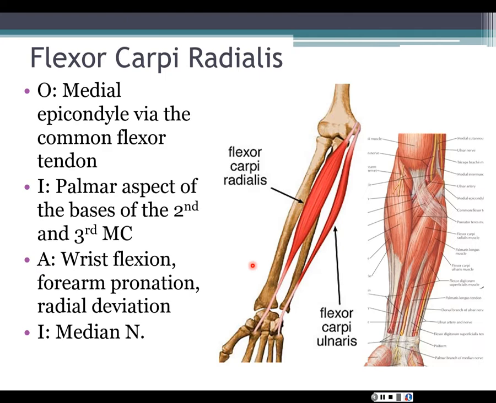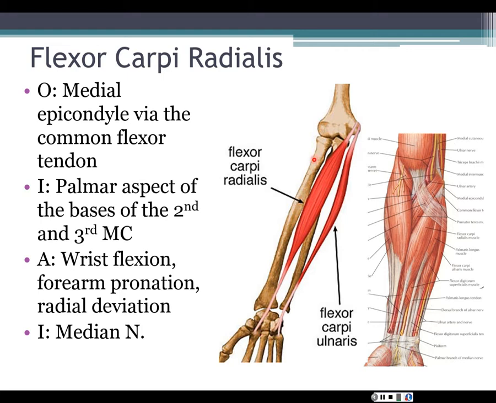The next one is the flexor carpi radialis. It's going to start with that common flexor tendon on the medial epicondyle, and then it's going to run down and insert on the bases of the second and third metacarpal. So your index and your middle finger are the bases of those.